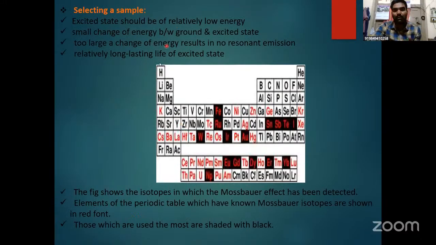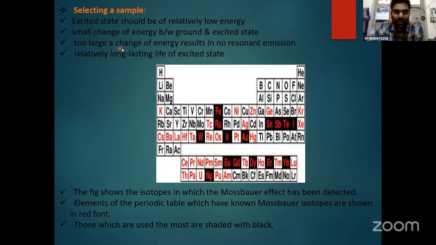Selecting a sample. How to select a sample in the case of Mossbauer spectroscopy? Let us see. The excited state should be of relatively low energy. There must be a small change of energy between the ground and excited state.